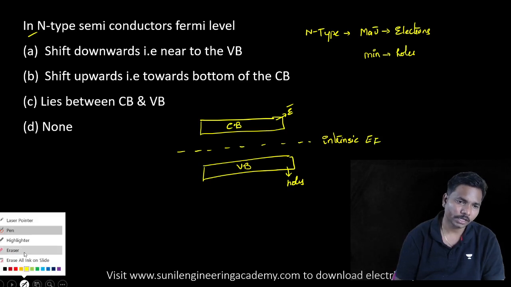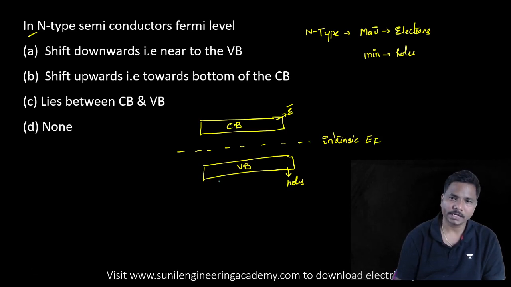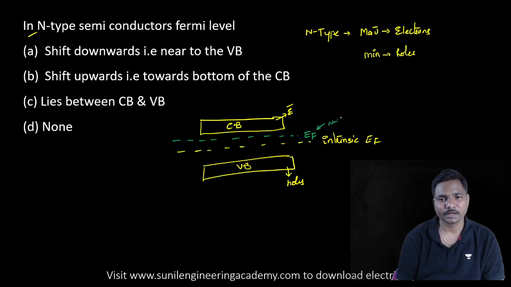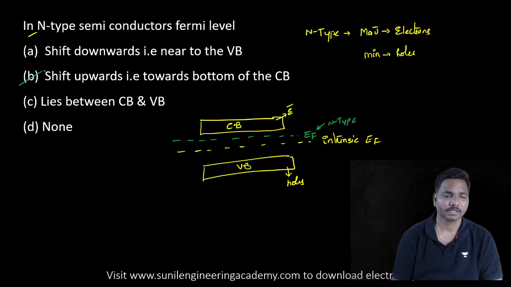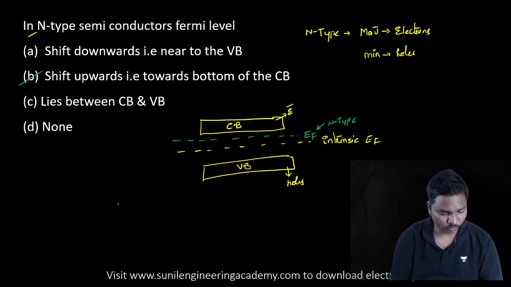Now here the majority carriers are electrons, so it will be shifted towards the majority carrier side. So that means it will be shifted upwards, that is, towards the bottom of the conduction band. Shift upwards, towards the bottom of the conduction band. Okay, all of you clear? These are very important questions, guys.